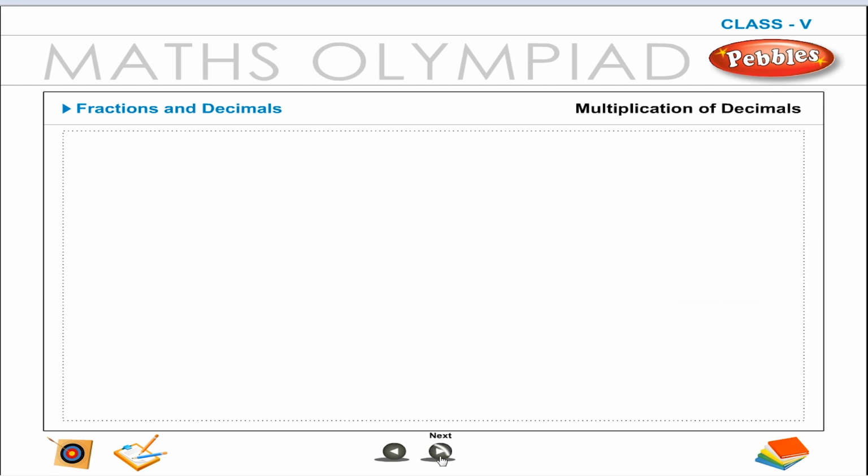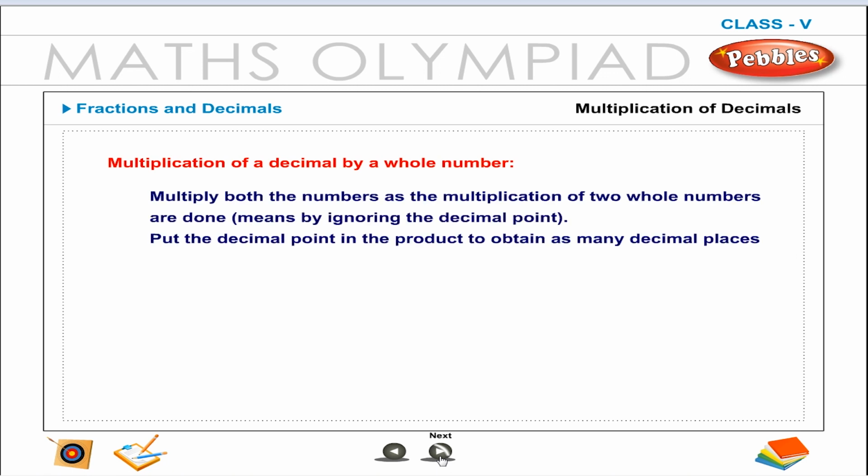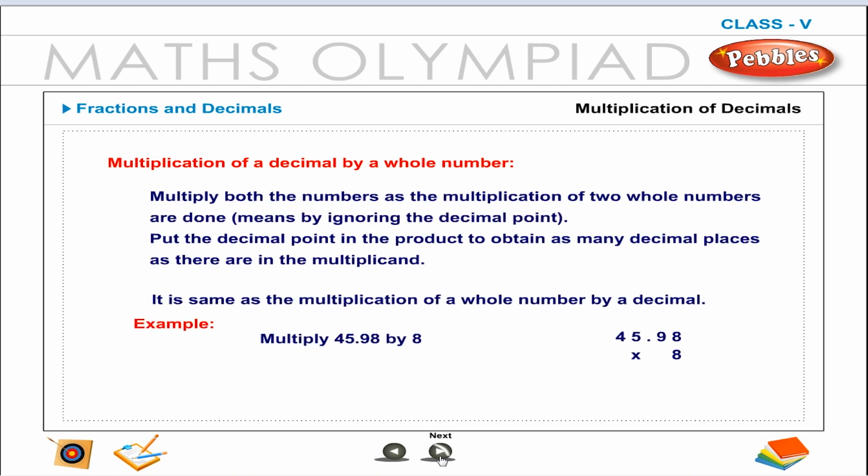Multiplication of decimals. Multiplication of a decimal by a whole number. Multiply both the numbers as the multiplication of two whole numbers is done, means by ignoring the decimal point. Put the decimal point in the product to obtain as many decimal places as there are in the multiplicand. It is the same as the multiplication of a whole number by a decimal. Example, multiply 45.98 by 8.